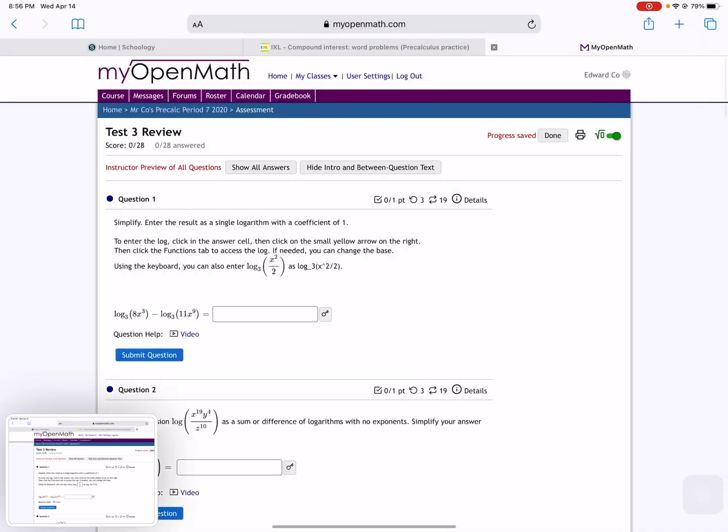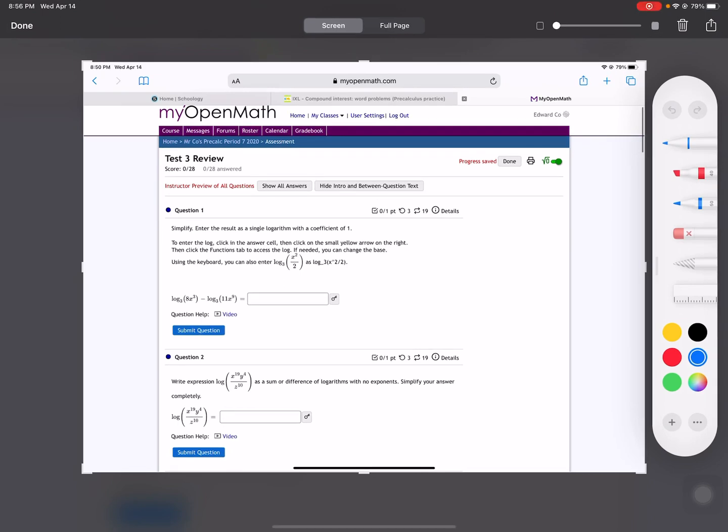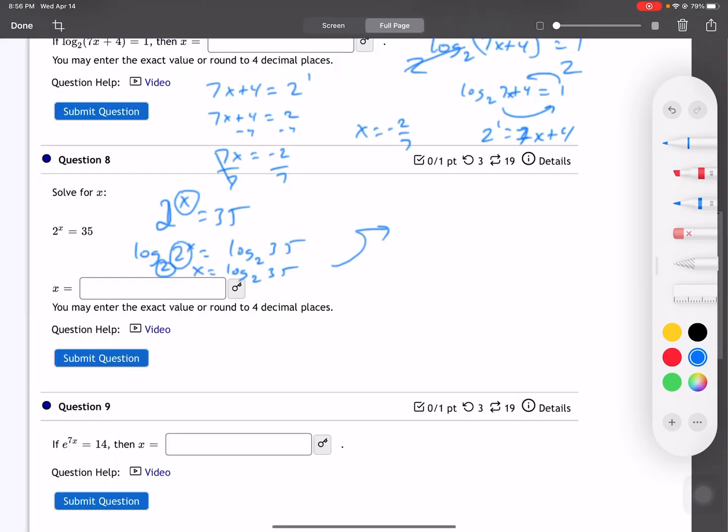Let's see if I have my calculator. Oh no, don't go away. Yes, I got rid of it. Oh no, I did save it this time.